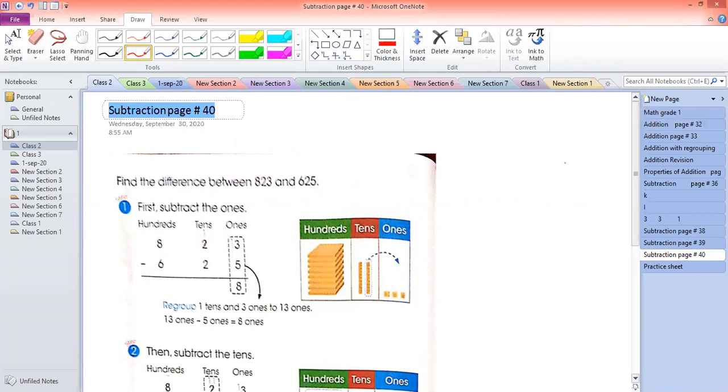Open page number 40. Don't make noise. Open page number 40, please. Did you open page number 40? Yes.